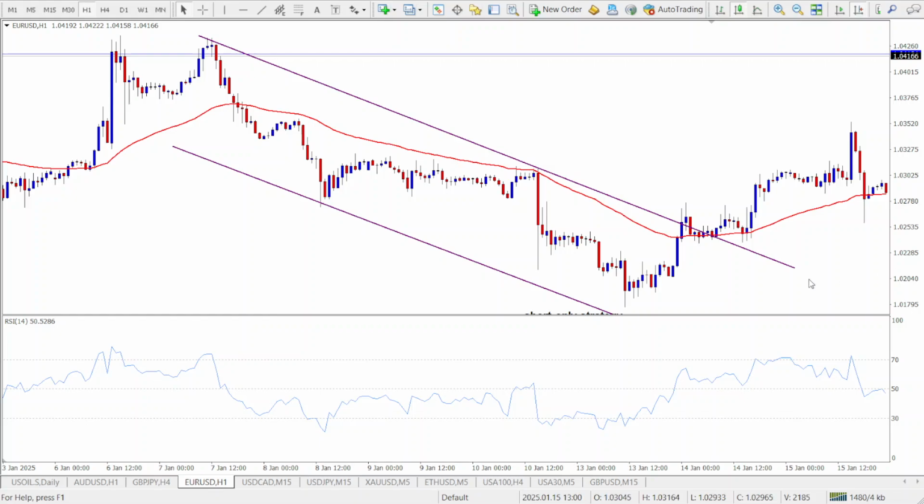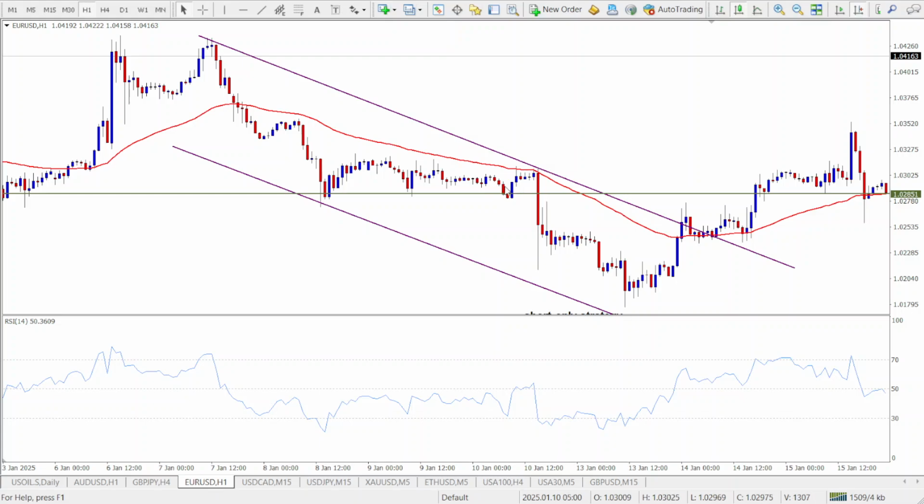So once you have identified a setup, it is now time to plan your trade. Now, your entry point should ideally be just below a confirmed support level. For example, if the price breaks below a key level, let's just use a very good example.